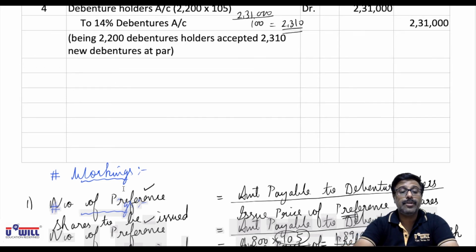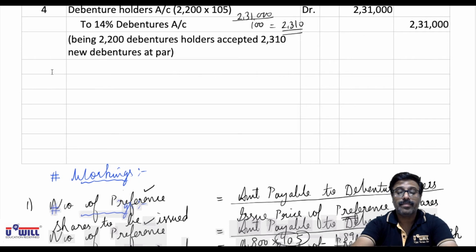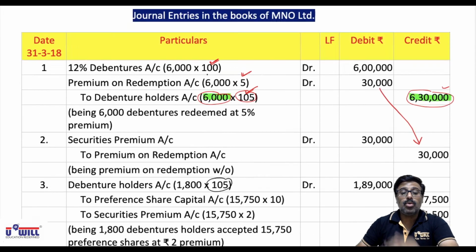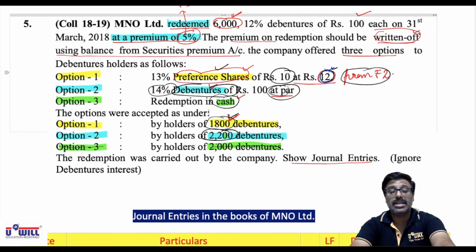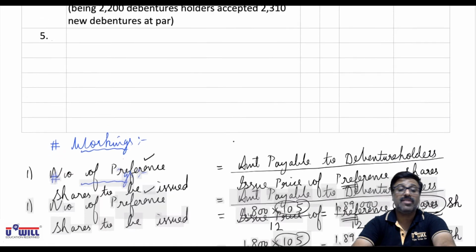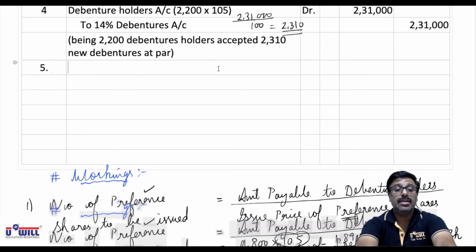Now, further, fifth entry. Last option, they say holder of 2000 debentures in green, they have taken cash. So for cash also workings are not required. We cannot find the number of cash to be issued. Cash is cash itself. Debenture holders are the receiver, debit the receiver, debenture holders account debit.